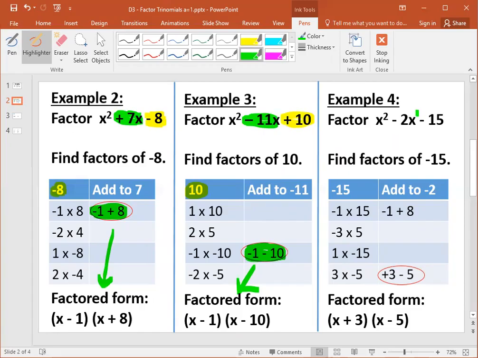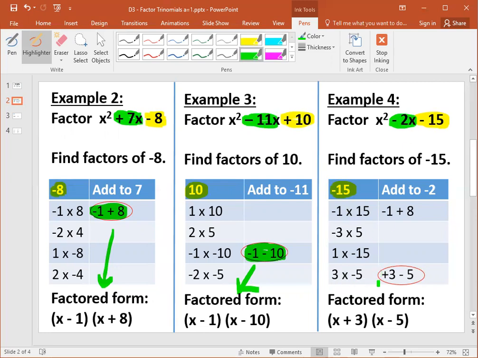Okay, example 4, one more time. We need factors of negative 15: negative 1 times 15 and negative 3 times 5, but also 1 times negative 15, so you're switching the signs, and 3 times negative 5. They must add to negative 2.